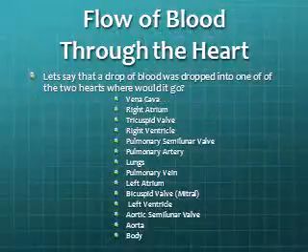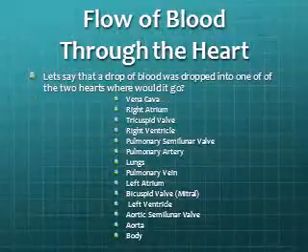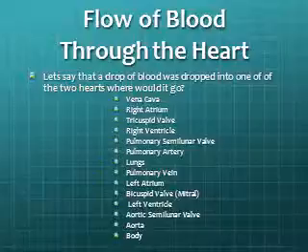Flow of blood through the heart. Let's say that a drop of blood was dropped into one of the two hearts. Where would it go? Well, if a drop of blood was dropped into the vena cava, it would end up in these different sections of the heart in that order. But this is really hard to remember, and so it is very important for you to do the next step that will come into this slide.